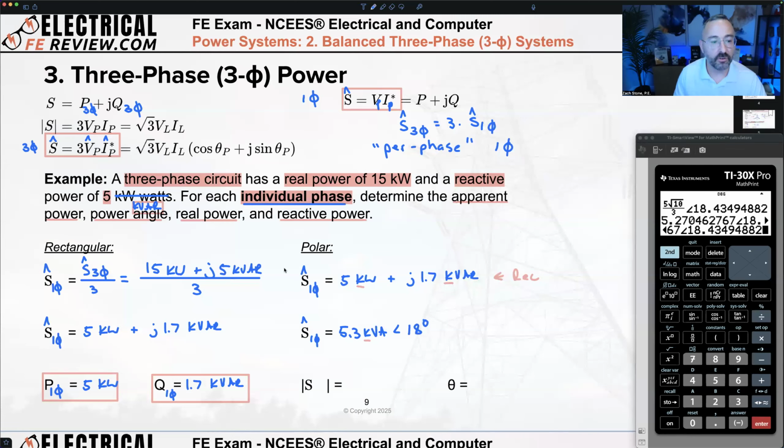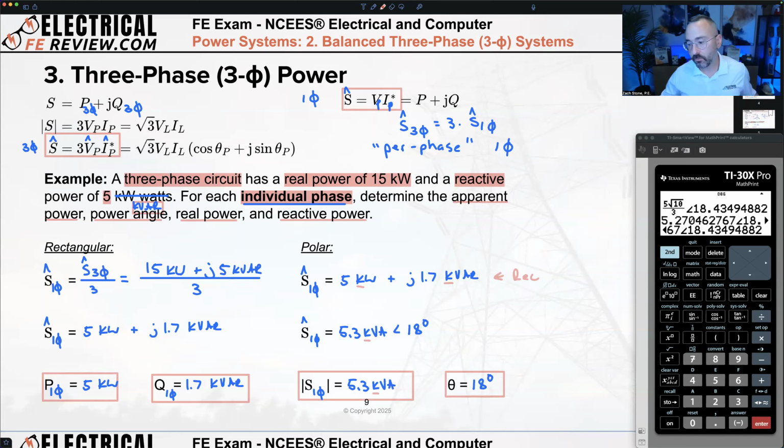All right, what's my final answer for the apparent power in each individual phase and the power angle in each individual phase? All I do is take the magnitude of my single phase complex power. The magnitude of single phase complex power is apparent power, and I take the power angle, 18 degrees. Does everybody get the same answer in their calculator? Good job, Gid. Good job, Daniel.